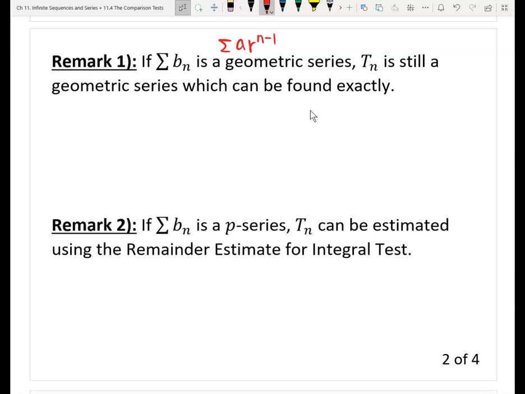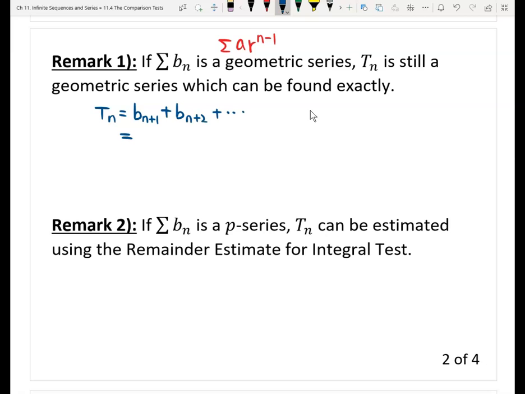So if the B series is in this way, now I am going to write what the remainder is. The remainder should be like this, right? Start from B n plus 1. The first n terms we already used as the partial sum. So start from this, and then B n plus 2, and then it goes on.